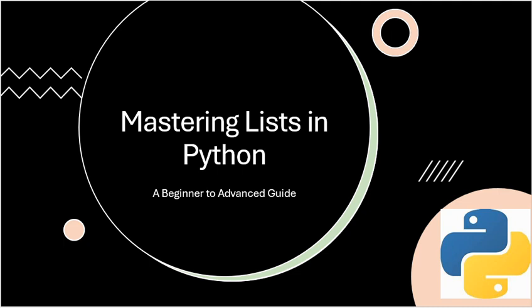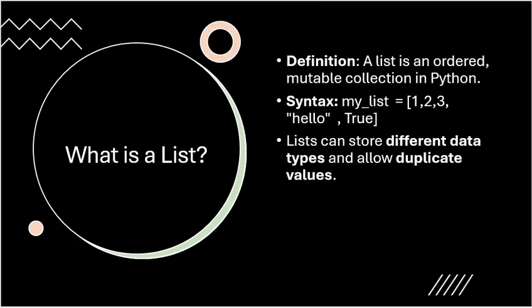In this video, we will talk about lists in Python. We will start from the very basics and then go to the advanced. First of all, we will talk about what a list is. A list is an ordered, mutable collection. Mutable means that we can change the values inside the list. Initially we can store some values, and after some time we can change these values.